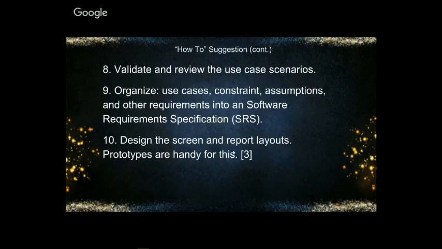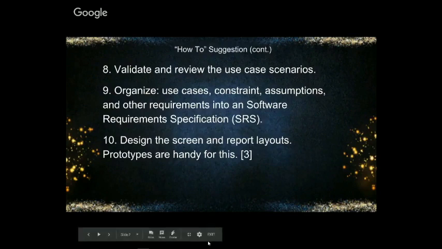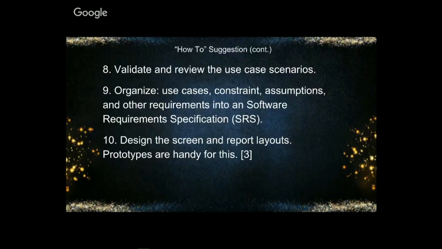You then validate and review the use case scenarios, and organize those use case scenarios, constraints, assumptions, and other requirements into your SRS. And then you would design the screen and report layouts; prototypes you could use for this step. So that's just 10 steps. These are just a how-to of how you could do JAD. You don't have to do it this way. As I said, there are many different ways you can do it. It is open to pretty much anything with elicitation techniques and different things that you can do.